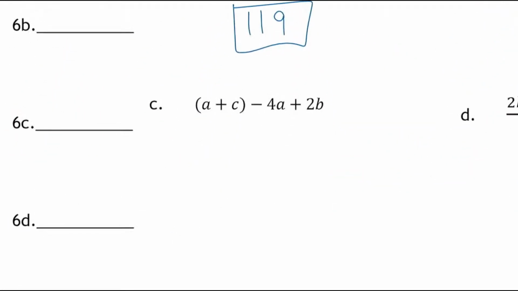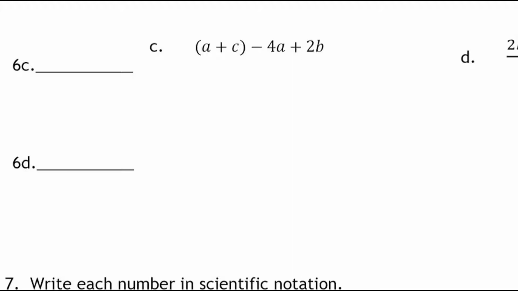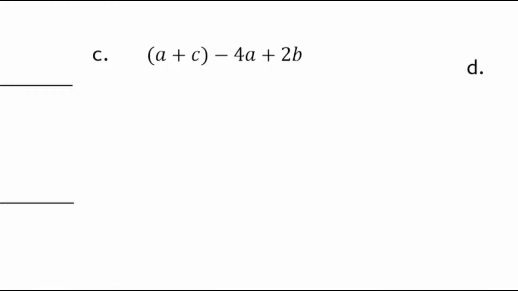Let's see. Next, I've got, this is taxing. It's time to take a break after this. Let's make this the last one, and we'll break this off into part B. So I've got A plus C, okay, A is negative 3. So I've got negative 3 plus C, which is 10. And I'm going to subtract from that 4 times A, which is negative 3.